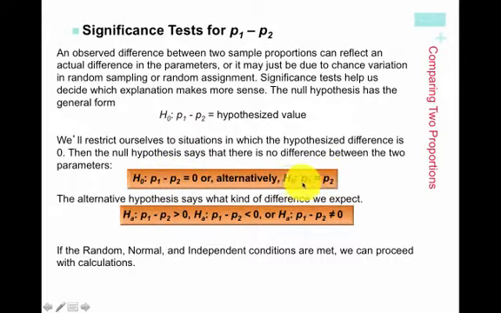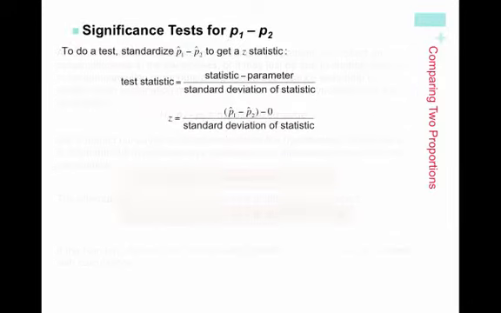And our alternative hypothesis could be one of three things. The difference could be greater than 0, less than 0, or not equal to 0. And just like in the confidence intervals, if the random, the normal, and the independent conditions are met, we can proceed with our calculations to perform this significance test. To do a test, we're going to standardize our difference, get a z-score, and use that z-score to find a p-value.